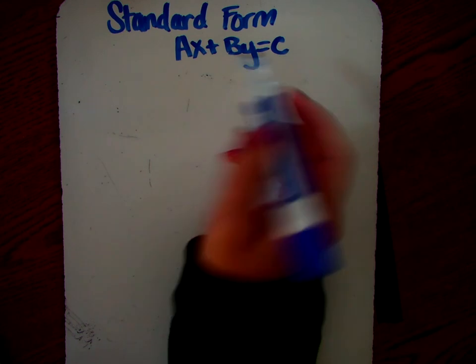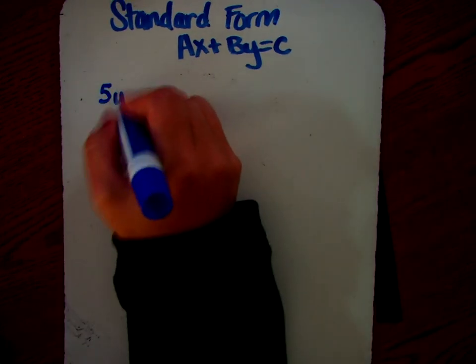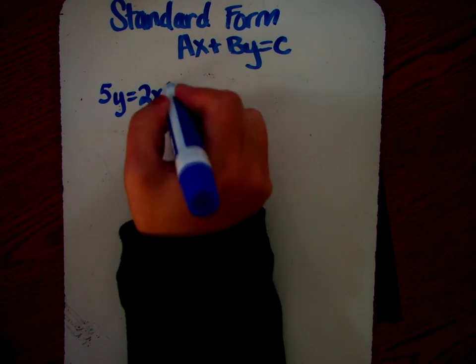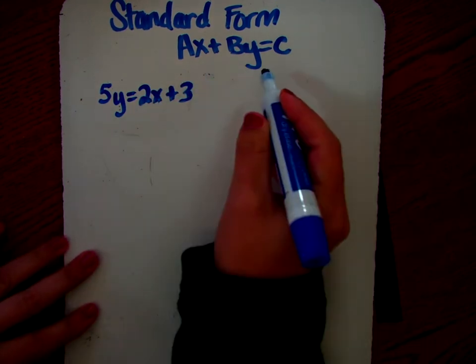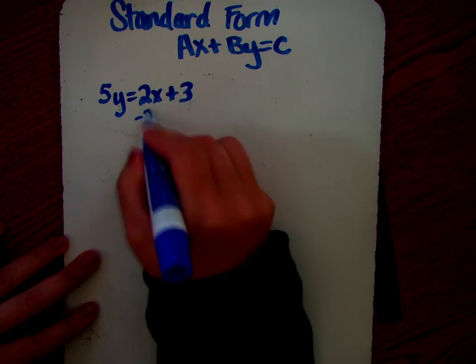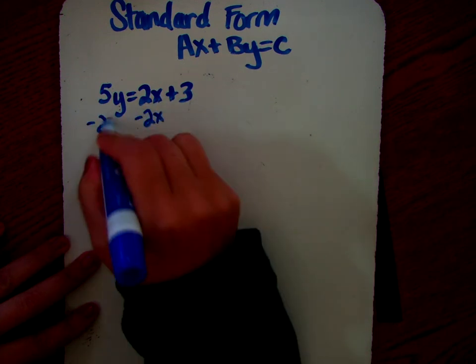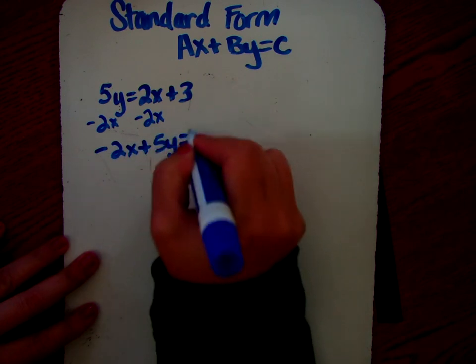So we are going to do some problems. Our first problem we're going to do is 5y equals 2x plus 3. Okay, so I want to make this equation look like this one. I see my y over here, but my x is on the opposite side. So I'm just going to move that 2x to the other side. And I get negative 2x plus 5y equals 3.